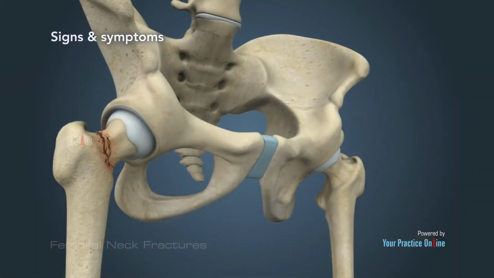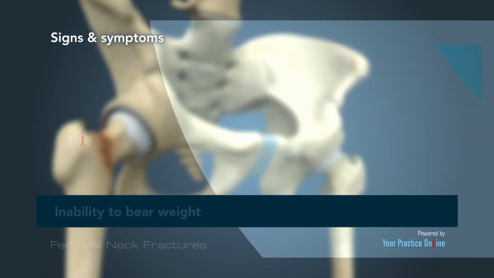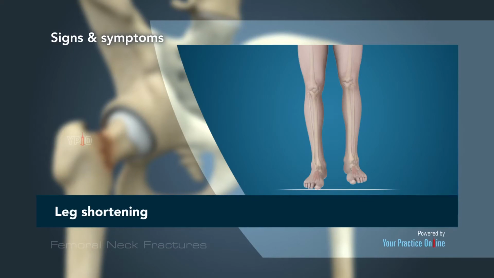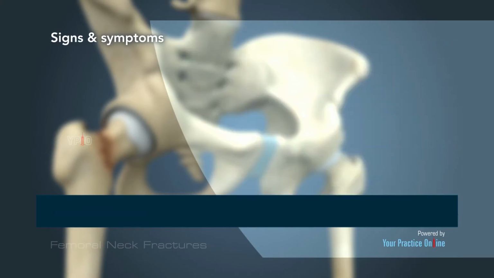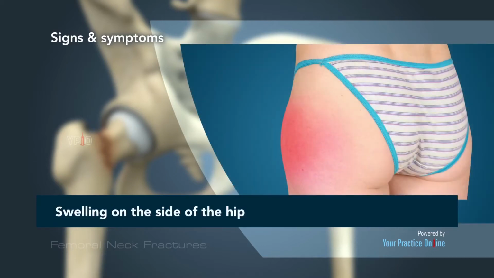Signs and symptoms. The symptoms of a femoral neck fracture include radiating pain to the knee, inability to bear weight, shortening or sideways rotation of the affected leg, increased pain in the hip during rotation of the leg, and swelling on the side of the hip.